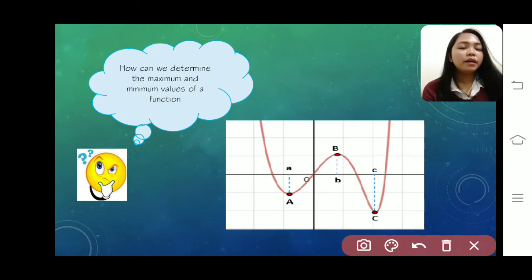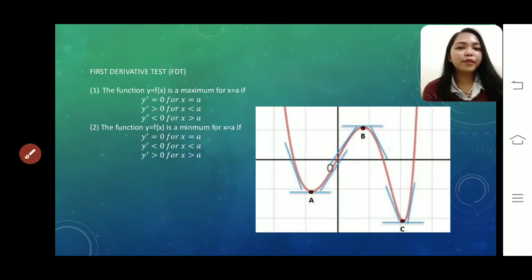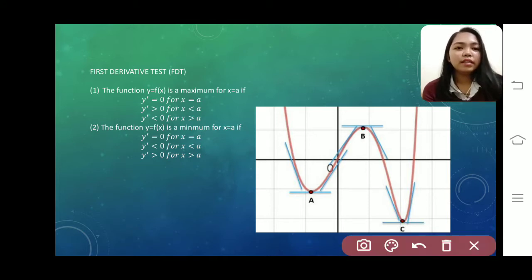However, kung ang given lang naman ay yung equation ng function natin, how are we going to identify the maximum and minimum values? And for that, we have the first derivative test. So for the first condition, we have three conditions that should be satisfied in order that we can say that the value of x at a is maximum. So, consider natin yung tatlong conditions.